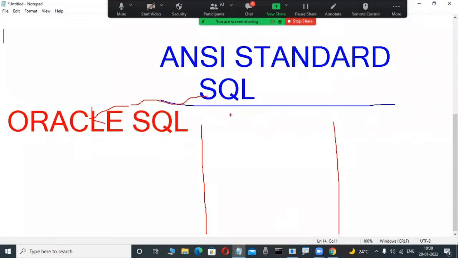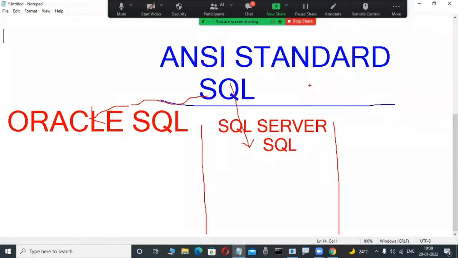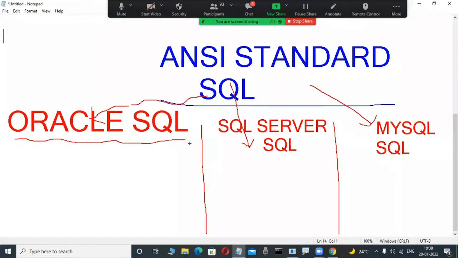That is important; so many fellows don't know that. Again, observe here: SQL Server, a Microsoft product, created their own SQL from this ANSI standard SQL that is called SQL Server SQL. Again, MySQL created their own SQL language from this ANSI standard that is called MySQL SQL. That's why in our class we are learning Oracle SQL.